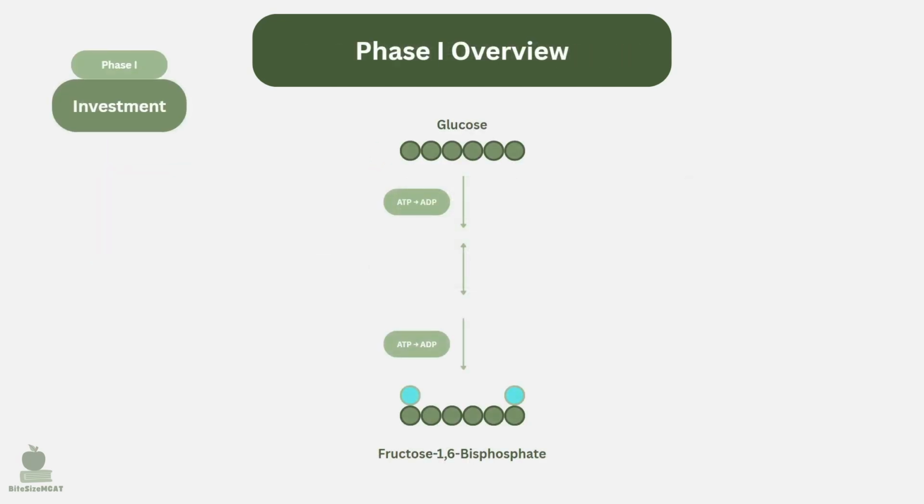So our first phase is energy investment. The main thing I want you to remember is that our carbons stay the same, but we use energy. So at the beginning, we have a 6-carbon structure, and at the end, we have a 6-carbon structure, but with 2 phosphates. In this video, I'm going to denote each carbon as one of these little circles, and then I'm going to denote phosphates as these kind of aqua blue circles. So let's start by working through this.